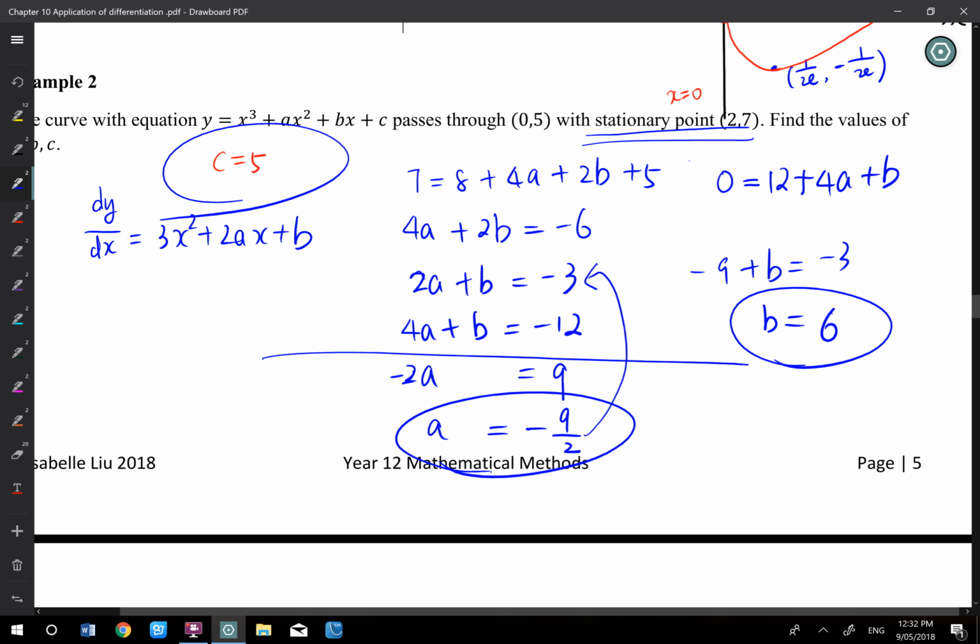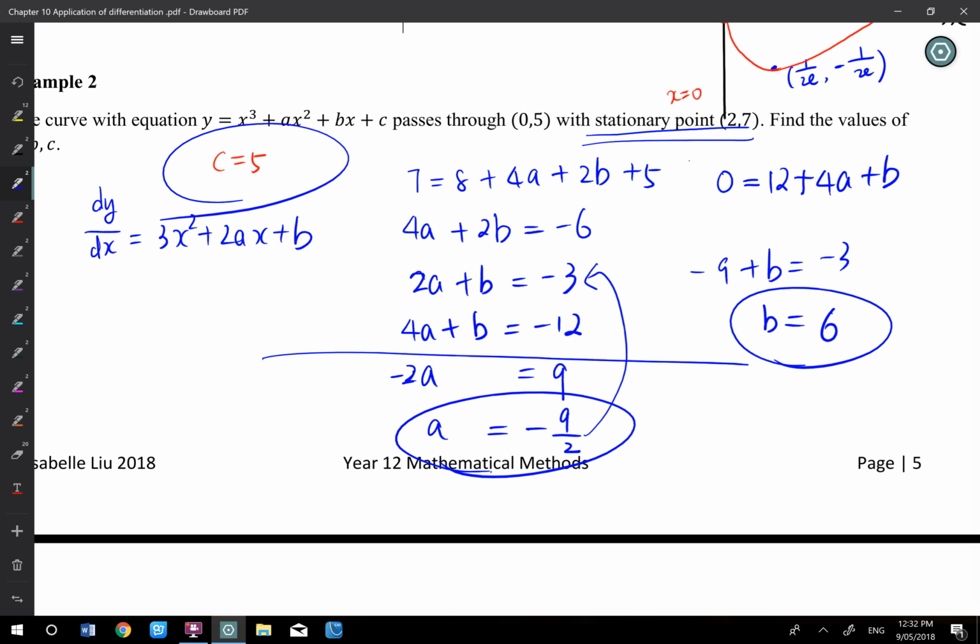It's all calculations after that, but the only important thing is a stationary point will give you two pieces of information. First piece is this point is on the original graph, and second piece is stationary point means derivative equals 0. When you have stationary points, you know when you sub that x into the derivative function, you will have derivative equals 0. That's two equations you have. Okay, two equations you have.